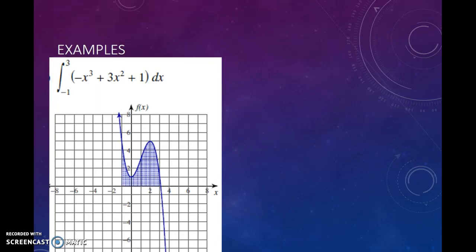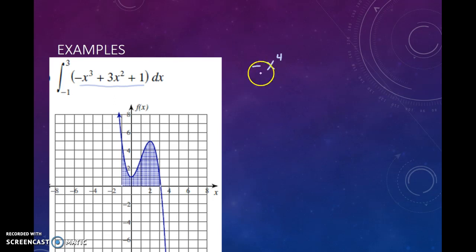But we're going to do some examples. So here's a function. There's a graph of the function as well. And we're trying to find the area between -1 and +3 under this curve. According to fundamental theorem of calculus part 2, all I need to do is figure out something that gives me this as a derivative. So if I go backwards, remember the power rule, we would add 1 to the exponent. So this negative x cubed is actually going to be negative x to the 4th.